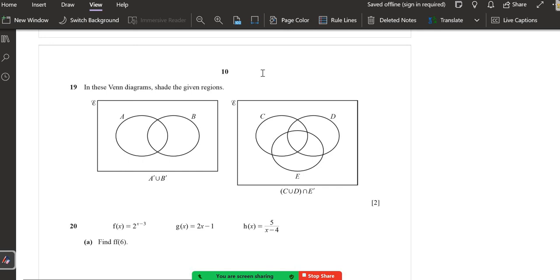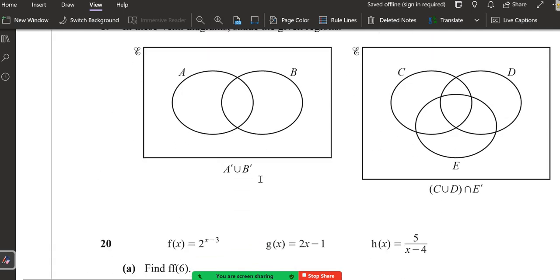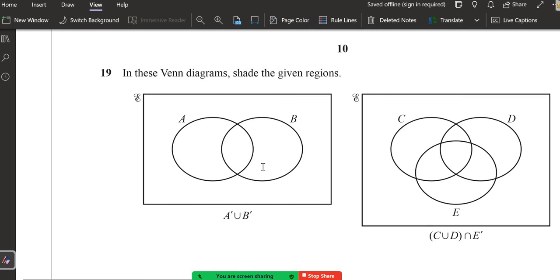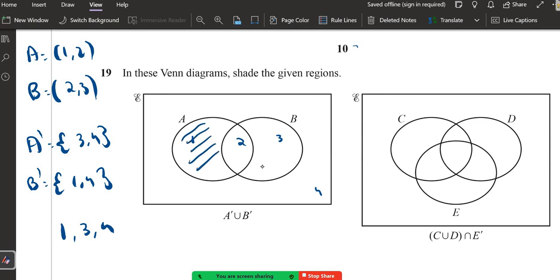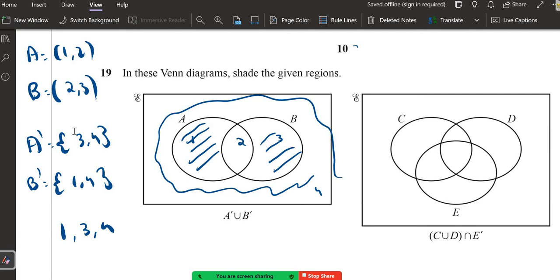Moving on, it says in these diagrams shade the given regions. In the first one it is saying A complement union B complement. I will tell you a trick which you can always use. Just write down numbers 1, 2, 3, 4. A is 1, 2 and B is 2, 3. A complement is numbers excluding A, which is 3, 4, and B complement is numbers excluding B, which is 1, 4. Now you have to write down the union of A complement and B complement. So it's going to be 1, 3 and 4. Shade this region, and shade the entire box because that's 4. That's how easy it is.